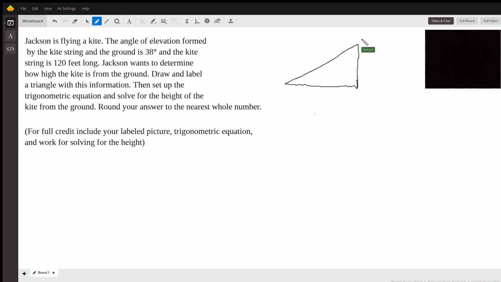Okay, so here's our kite up here. And we're told the angle of elevation by the kite. Of course, this is the string, and this is the person. I'll put a person here. That's one of my daughters, maybe, flying a kite. And the angle of elevation is 38 degrees. So there it is, angle of elevation, 38 degrees. And the length of the string is 120 feet.